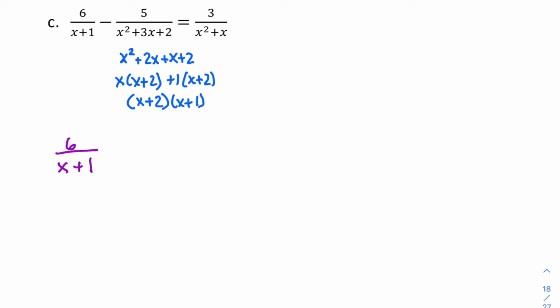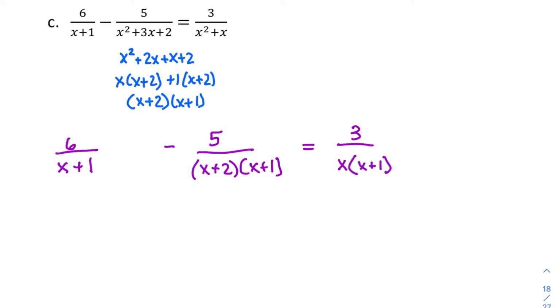Now I'm going to go ahead and work on getting that common denominator on the left. So I'm going to need to multiply my first rational expression by x plus 2 over x plus 2 to get a common denominator. And actually, when I rewrote the right-hand side of this equation, I went ahead and factored that denominator into x times x plus 1 because that's going to be needed for later.